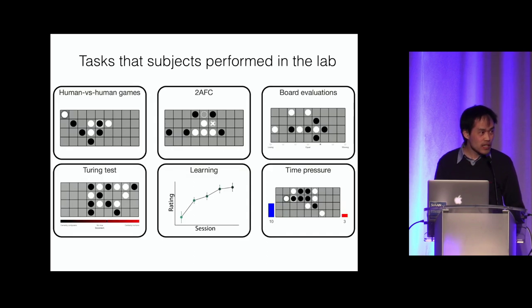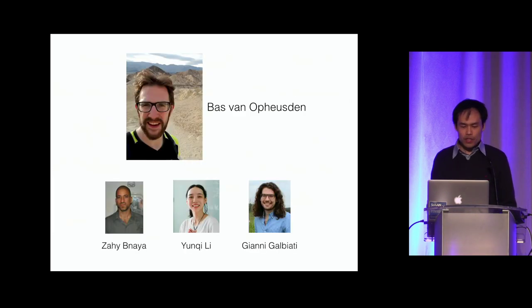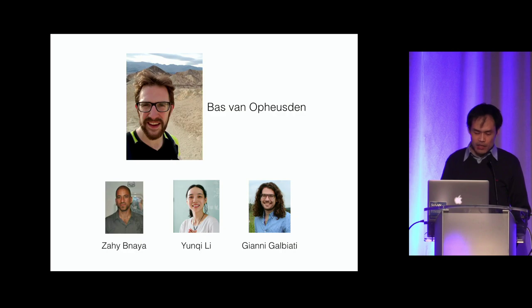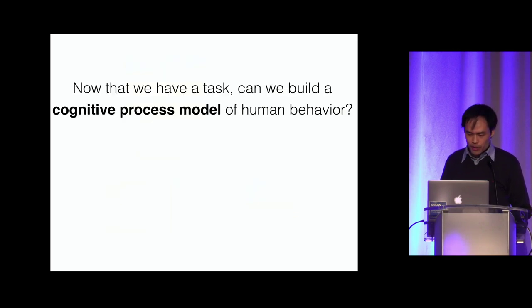The tasks that our subjects performed in the lab, there were six of them. For example, they played against other humans, and they played against artificial intelligence opponents. Then they chose between two moves in a given position, and they evaluated a given position, and there were a couple of others. Bas van Opheusden led this work. Tsachi, Yunqi, and Jenny did important parts of it. Now that we have this task, can we build a cognitive model of human behavior?